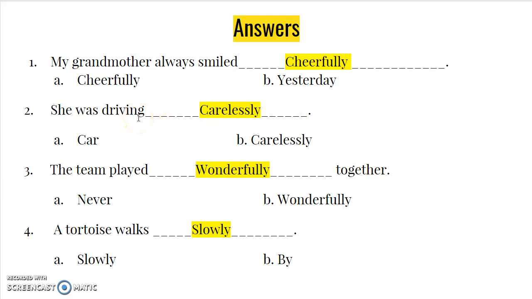She was driving carelessly. That's how she was driving. Car is what she was driving, and we don't have our article A, so that would not make sense. The team played wonderfully together. It is how they played together. The team played never together doesn't really sound right, and never is a negation, remember? And then, a tortoise walks slowly. A tortoise walks by could also make sense, but we are talking about adverbs of manner. How did the tortoise walk? The tortoise walked slowly. All right.